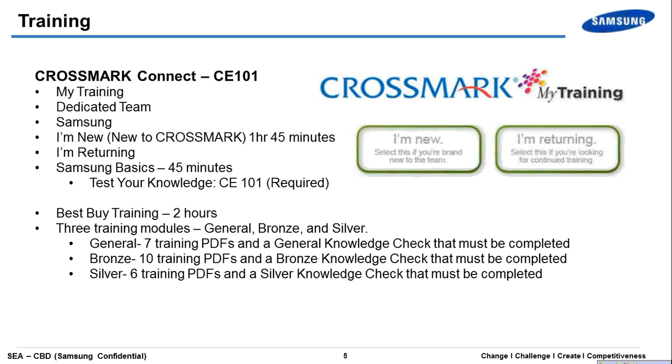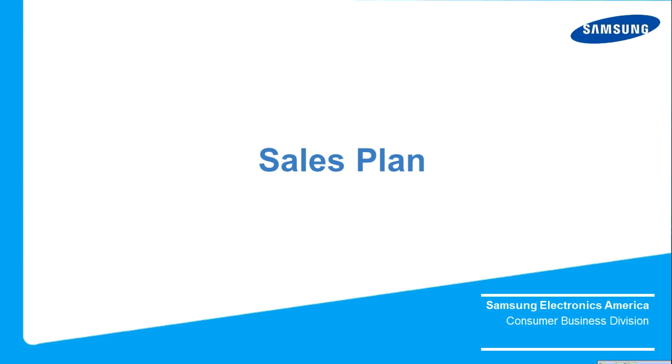You would want to log back in and click on I'm returning, and then you would select the Samsung Basics. And that's a 45-minute module, and at the end of that, that has a test your knowledge for CE certification 101, which is required. Consumer Electronic 101 certification is required to be taken and completed and passed within the 7 days of being hired. So you need to complete this rather quickly. Your territory manager will have the link for you to be able to access this certification. And this CE certification just gives you the knowledge you need to be able to do your job. Different connections, different types of tools that you'll be using, things like that.